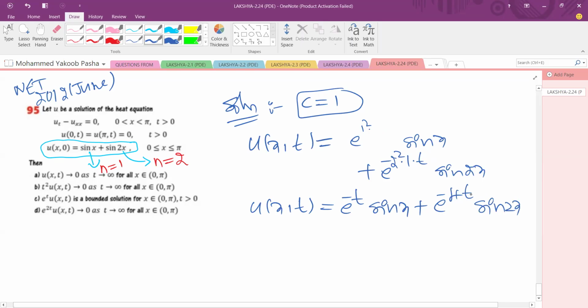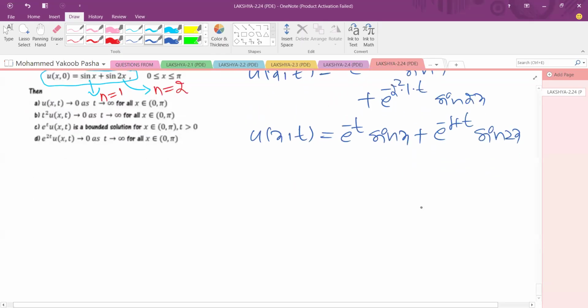So see the options here. First option, we can check the options one by one. For the first option, I will consider u of x comma t tends to 0 as t tends to infinity, for x belongs to 0 comma pi.